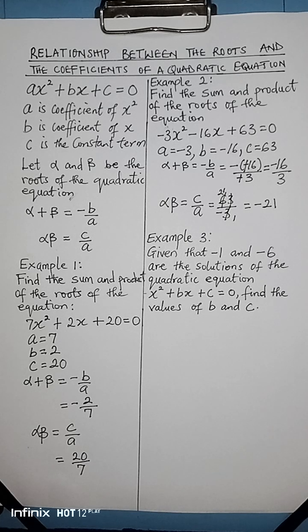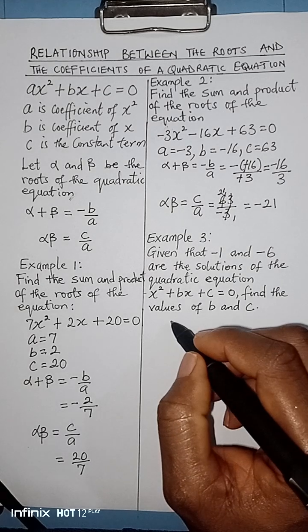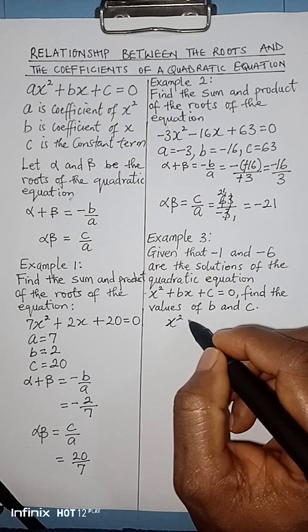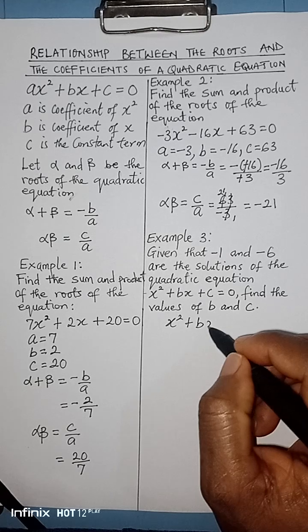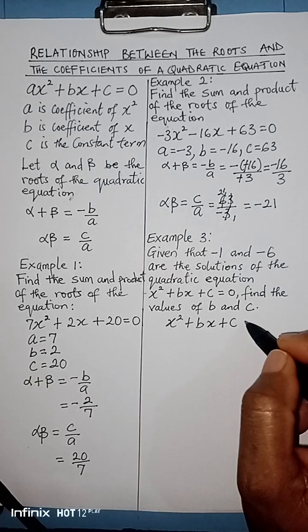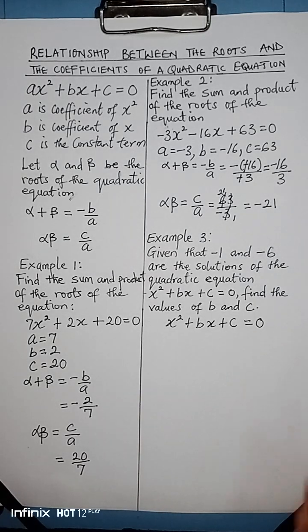Given that minus 1 and minus 6 are the solutions of the quadratic equation x squared plus bx plus c equal to 0, find the values of b and c. Now, we have been given a quadratic equation here, which is x squared plus bx plus c equal to 0. And the question is asking us to look for b and c.